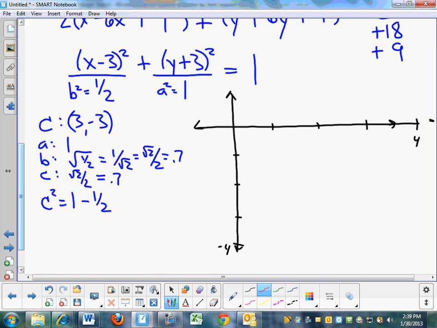Okay, so the center is at (3, negative 3). Right there. How many units do I go up and down? Just 1. How many units do I go to the left and right? 0.7. Draw your shape.